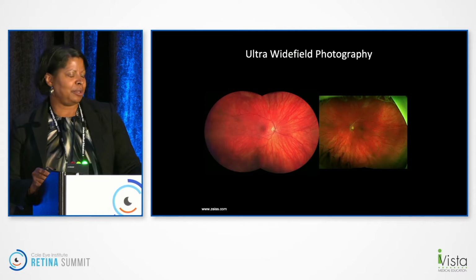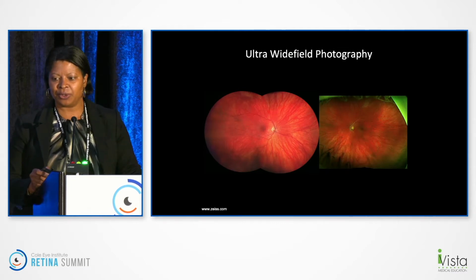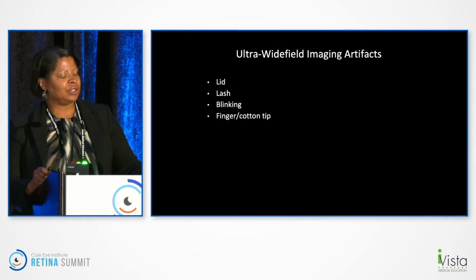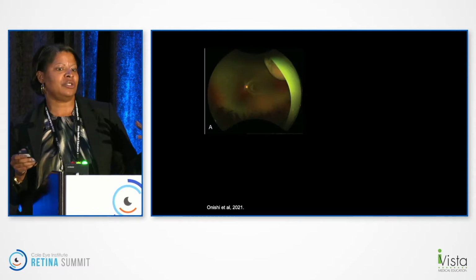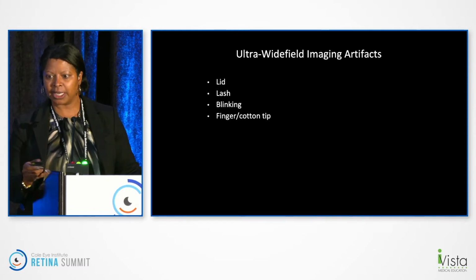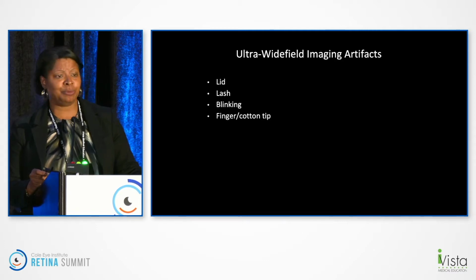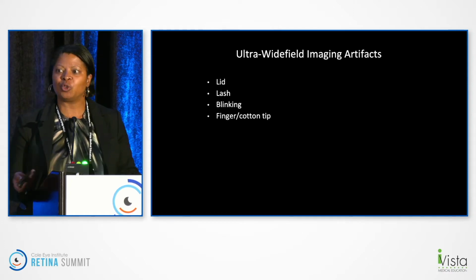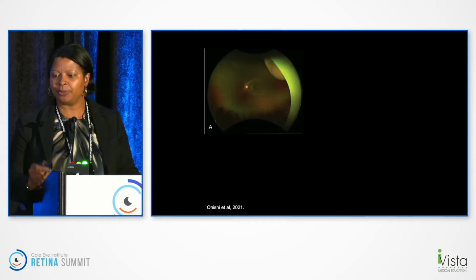So there are multiple different platforms. These are just two of the most common: a Zeiss Clarus and then an Optos. Let's talk about artifacts. Artifacts are just things that keep your image from capturing the whole 200 degrees of imaging. That could be your lid, your lashes, blinking, a finger, a cotton tip, somebody trying to hold the lashes up as we're taking the image. These are things that make our ultra-wide field photos less than optimal.